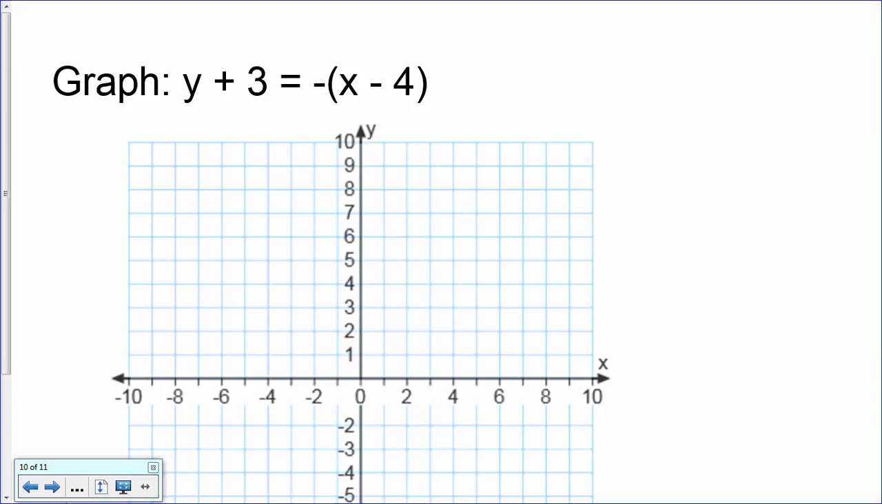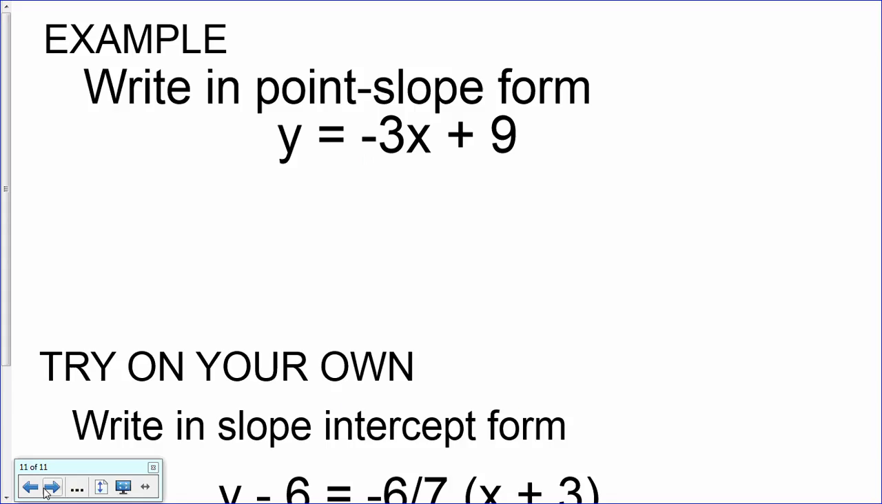Yeah, I don't know what else to say. Try this one on your own. It doesn't say try on your own, but try this one on your own. Okay? So the last one, we have to write this in point slope form. So here's the issue. We're given slope intercept form. Okay? And we need to put it in point slope form. Well, luckily, we got the slope. It's -3, it's the one with the x. The only issue is that we don't have a point.